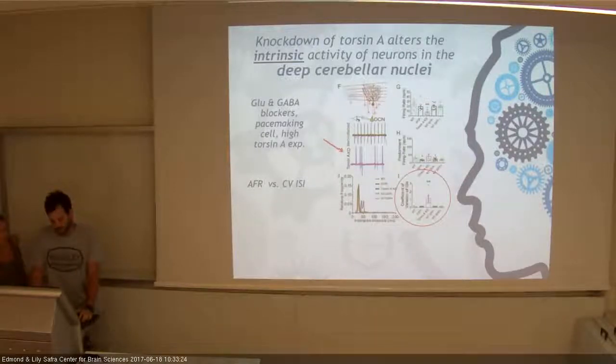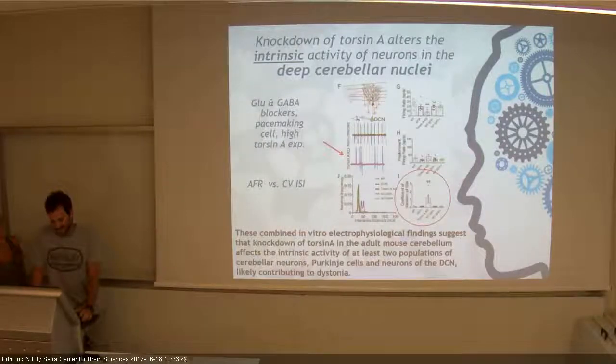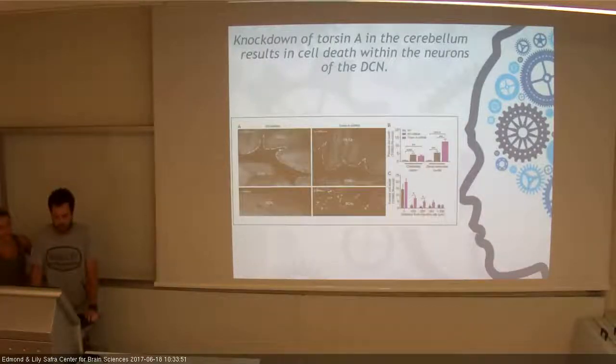And here I'll show you what I talked about. Okay, so I'm sorry, I'm going to have to read it. This is from the paper itself: "These combined in vitro electrophysiological findings suggest that knockdown of torsin A in the adult mouse cerebellum affects the intrinsic activity of two populations of cerebellar neurons, the Purkinje cells and the DCN, which means that they are most likely to contribute to dystonia." Those two populations.